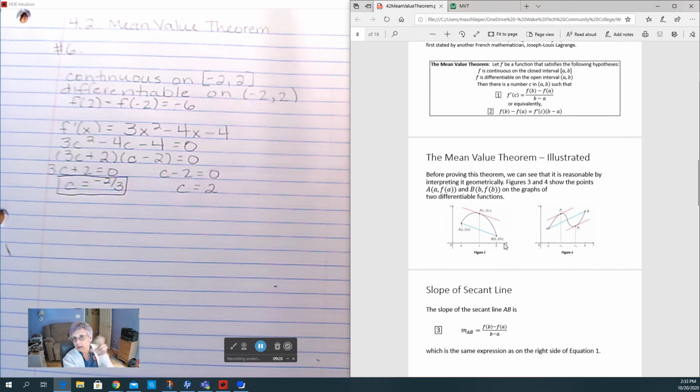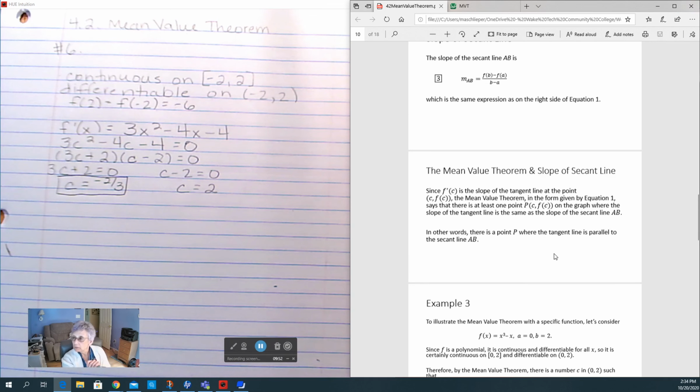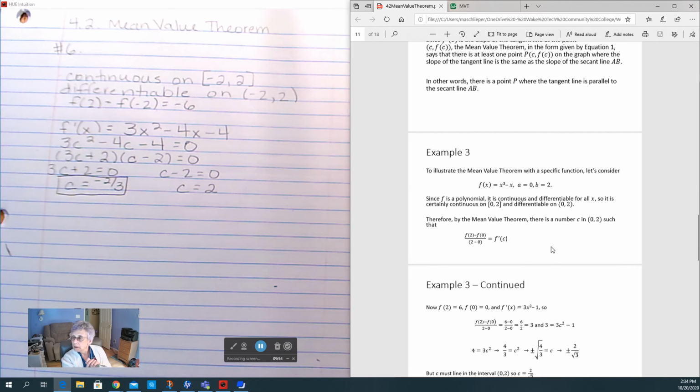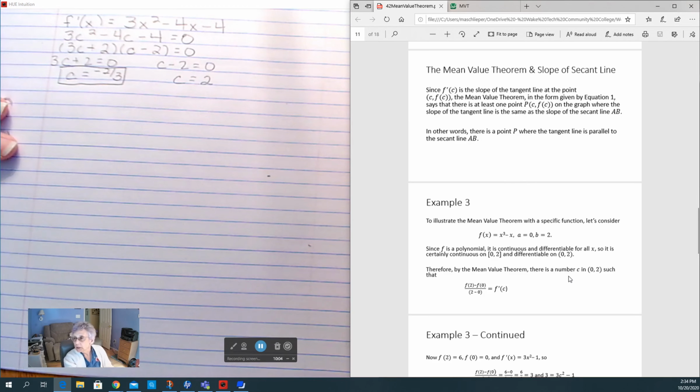Here's pictures, and hopefully you played with the Desmos and saw the pictures. This is the slope of the secant line. When I'm solving the problems, I do a couple of things. I calculate the slope of the secant line, I calculate the derivative, I set them equal to one another. That's the steps of the problem. And to illustrate, here is x cubed minus x from 0 to 2. So let's walk through it instead of just looking at the answer.